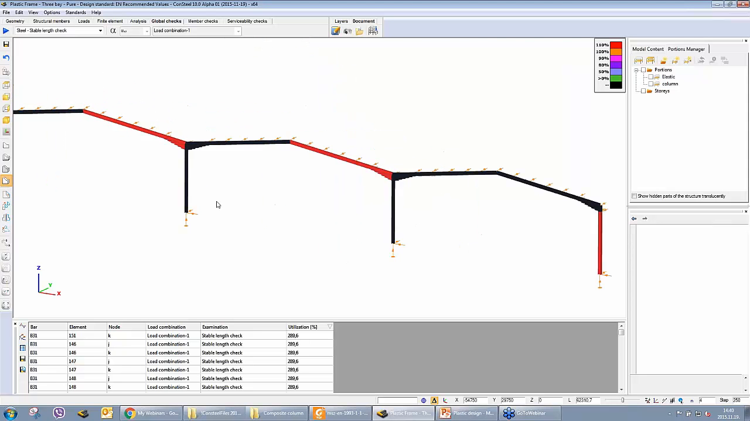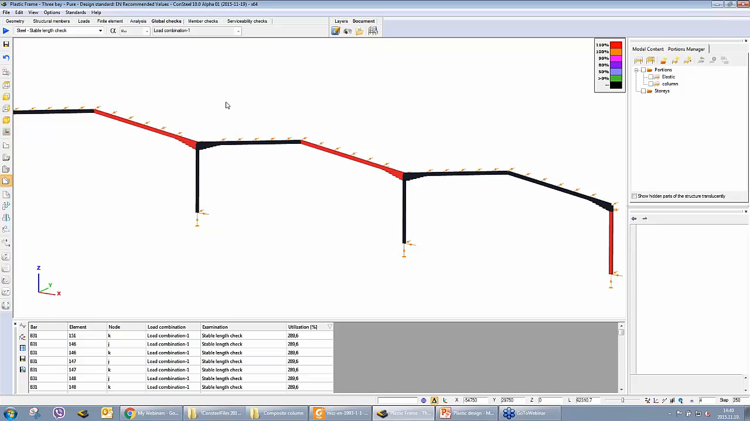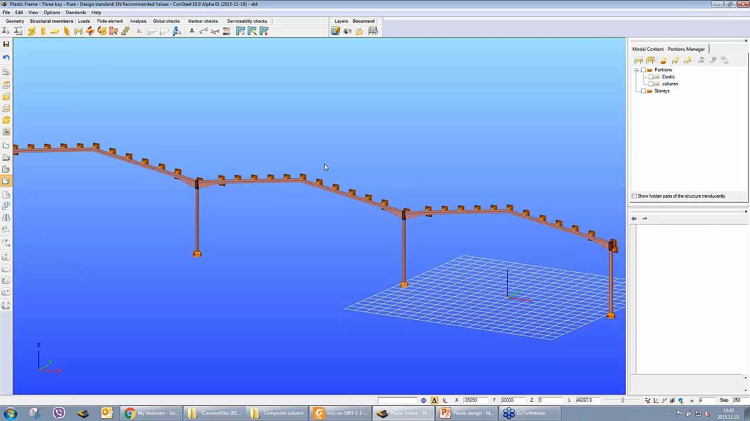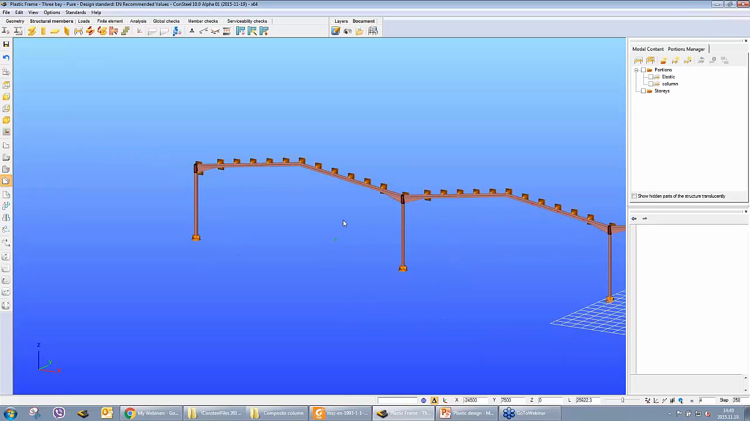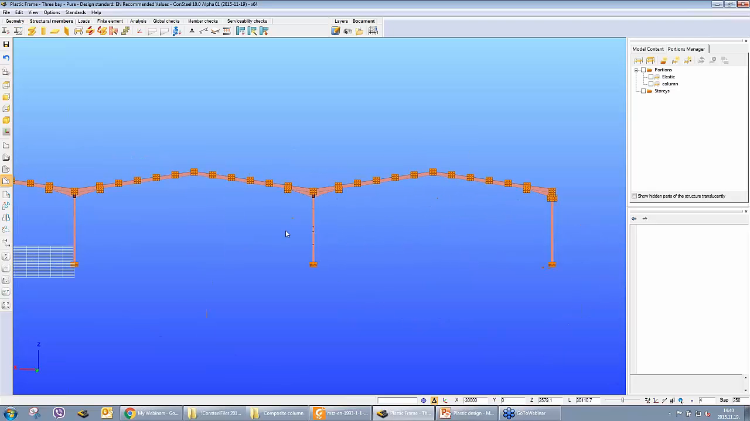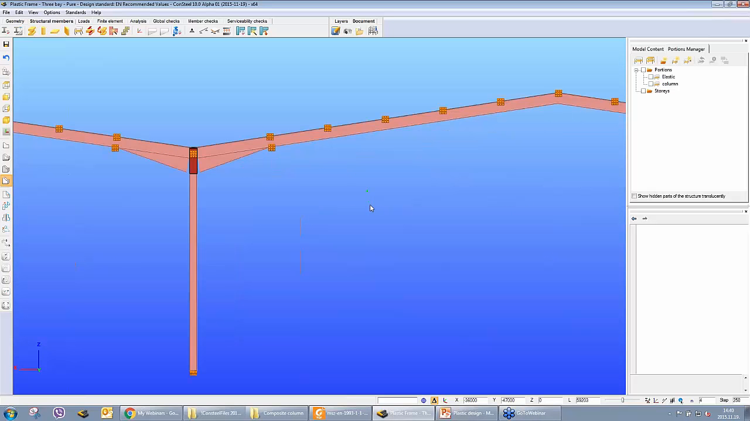So let me do these operations now. So first of all, the beams. I have to put a restraint to the bottom flange at this point, for example, and then that will be the unbraced point for the torsional check, and that will be fully adequate now.